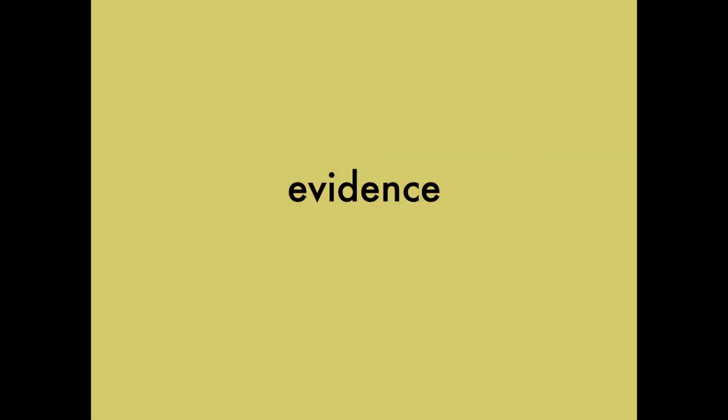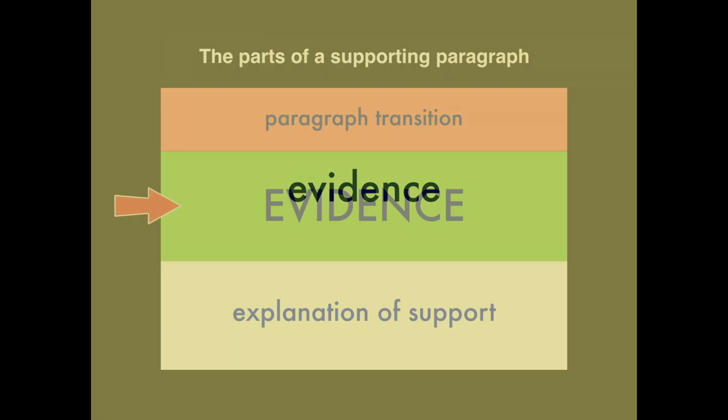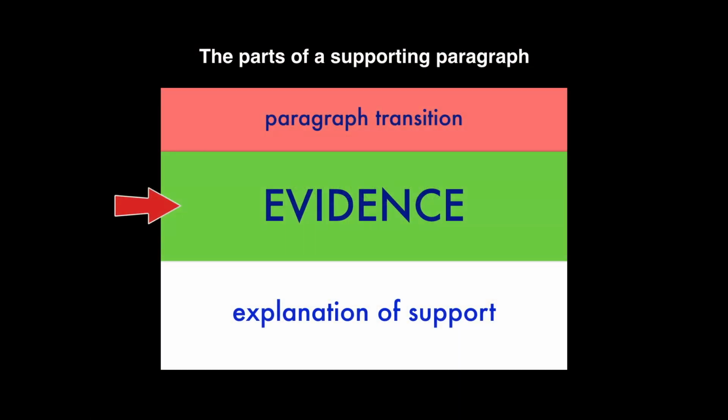Next, evidence. This is the middle part of your supporting paragraph, the green part of our diagram, the part where you support your claims with evidence. Your reader needs to know how you know this, what your evidence is.